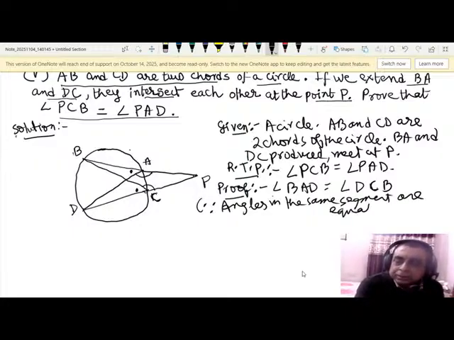Correct? Okay, now see here. Now because BAP and DCP are straight lines.